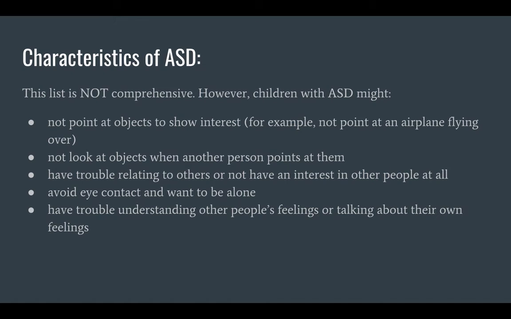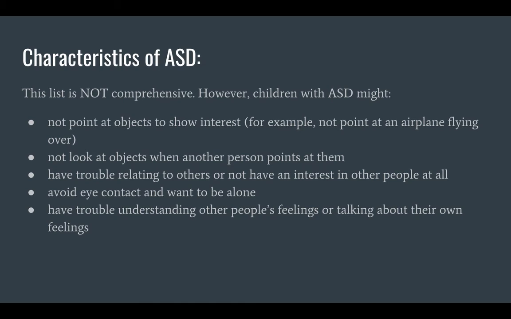So understanding some characteristics of autism spectrum disorder is really important. Some non-comprehensive characteristics they might have. They might not point at objects to show interest. They might not look at objects when another person points at them. They might have trouble relating to others or not have an interest in other people at all. That's classic Jude, my nephew, that he struggles. He doesn't make eye contact very much unless he knows you really well.